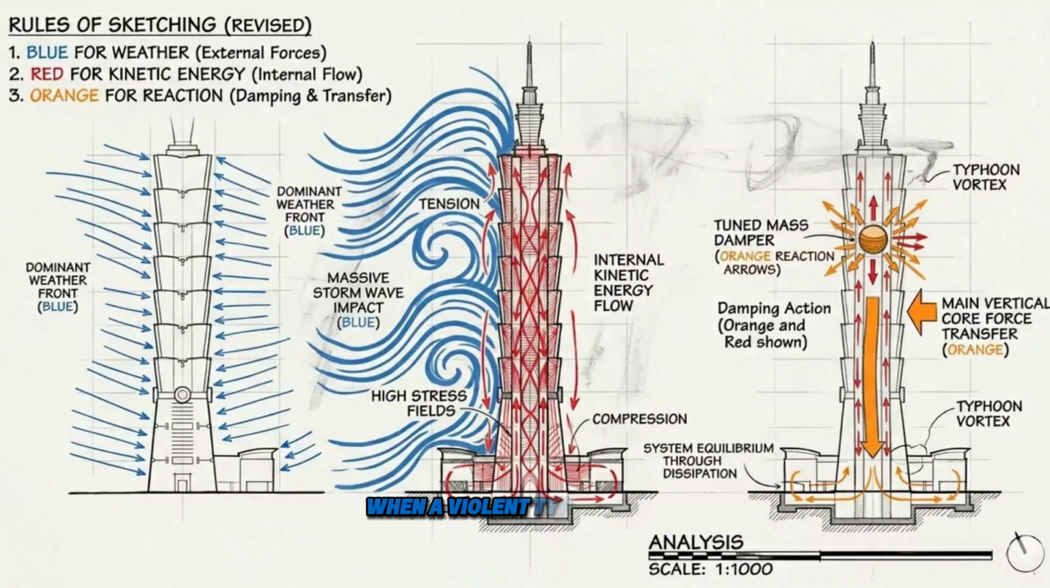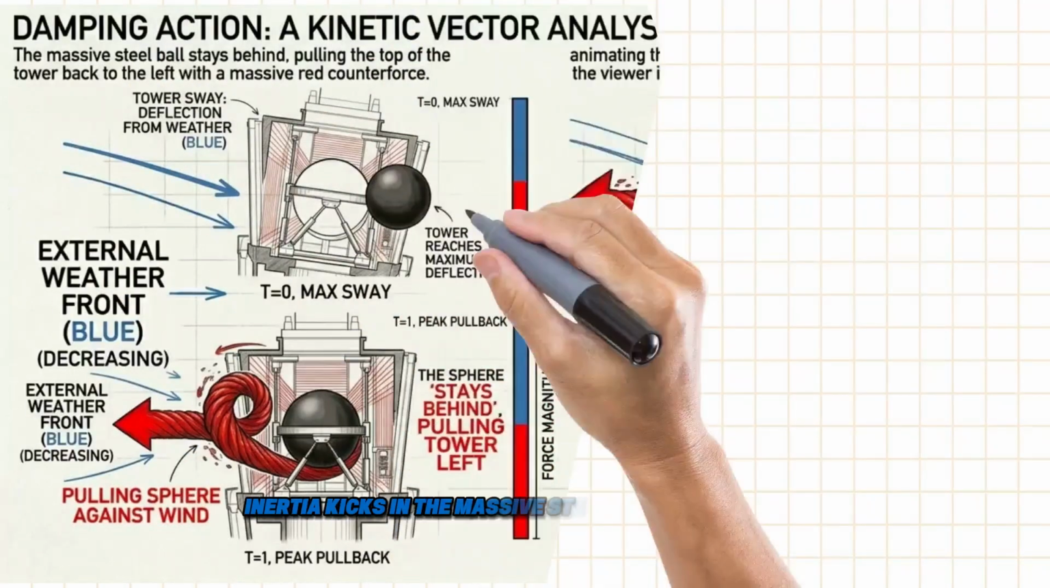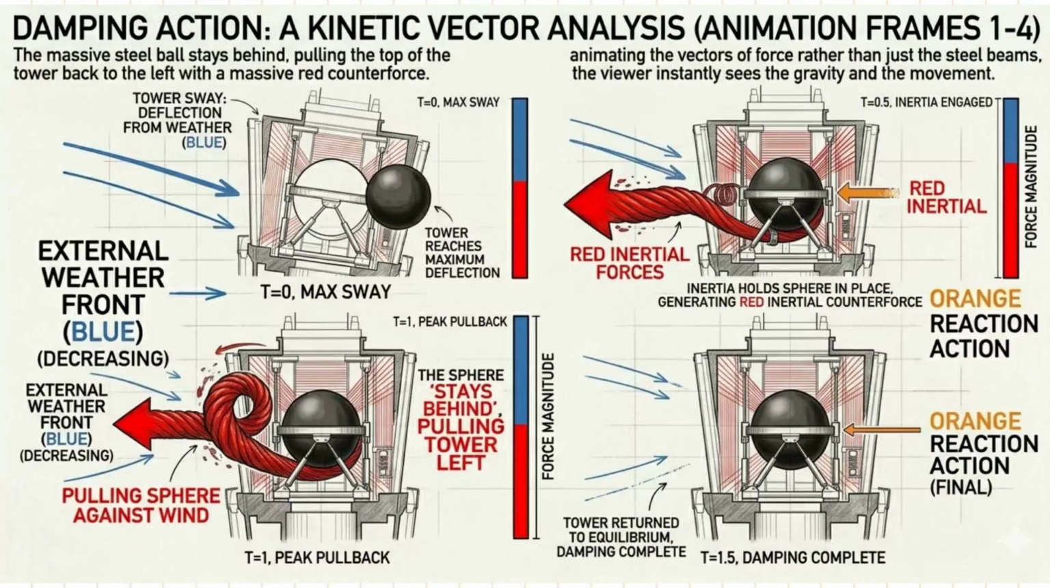When a violent typhoon wind, shown here in blue, pushes the building to the right, inertia kicks in. The massive steel ball stays behind, pulling the top of the tower back to the left with a massive red counterforce. By animating the vectors of force rather than just the steel beams, the viewer instantly sees the gravity and the movement.